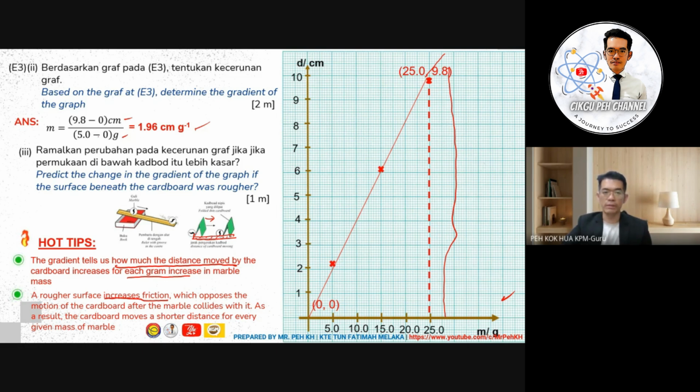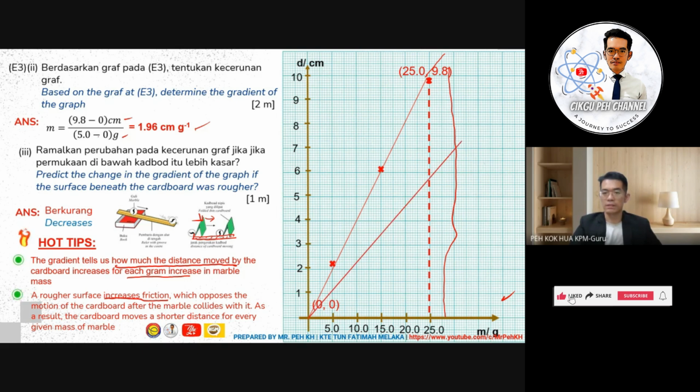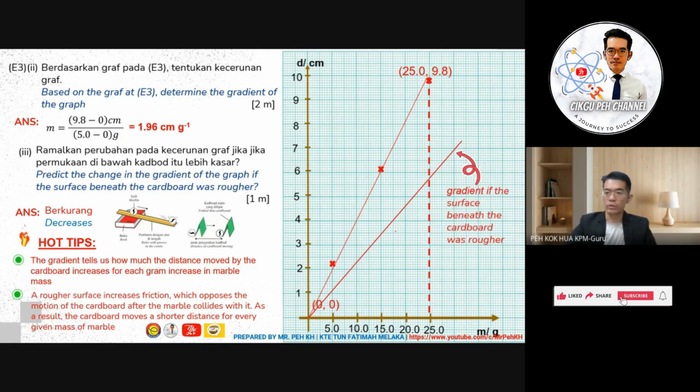So that means the gradient will decrease when the cardboard is placed on a rougher surface. So here you should give decreases. The graph will be like this. So this new gradient we expected will be decreases.